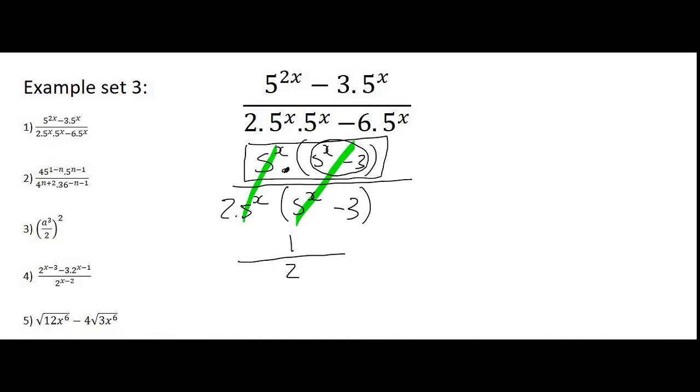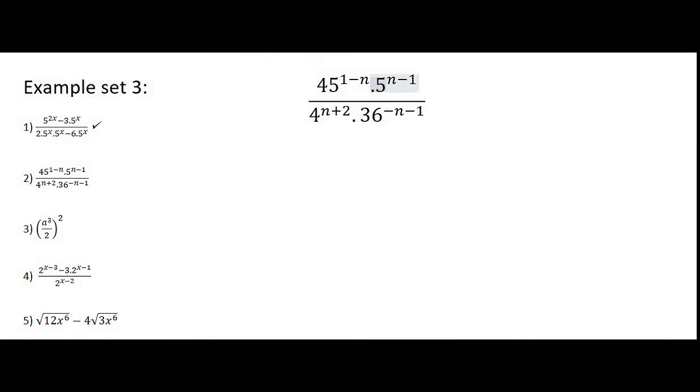And so the answer to that one is a half. Moving on to number 2, what we can now see is that we have a question where we have one term over one term. And so we can simply combine everything together.